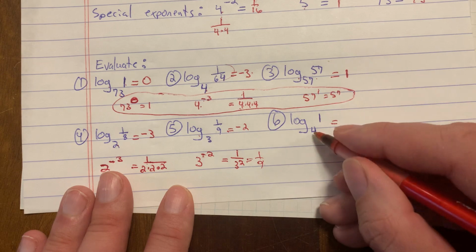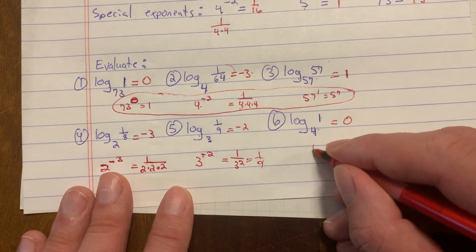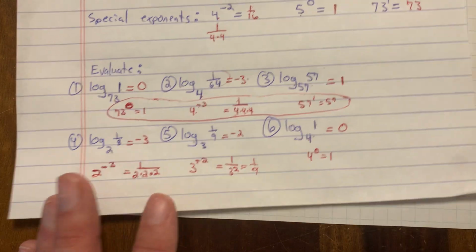And the last one, 4 to what power gets us 1? And the answer is 0 because anything to the 0 power is 1.